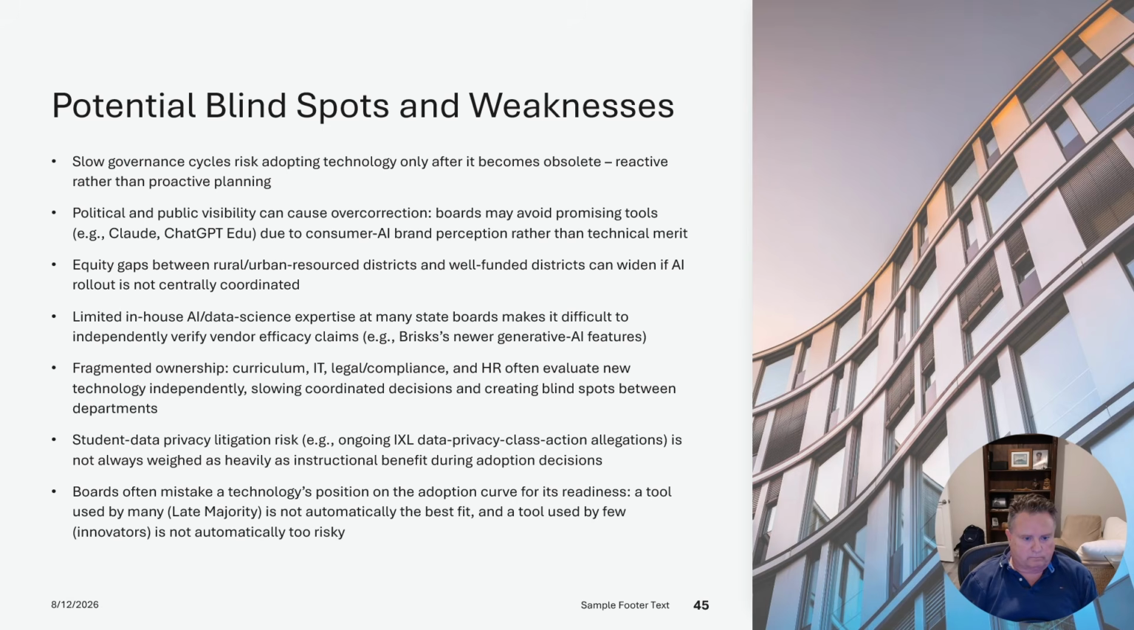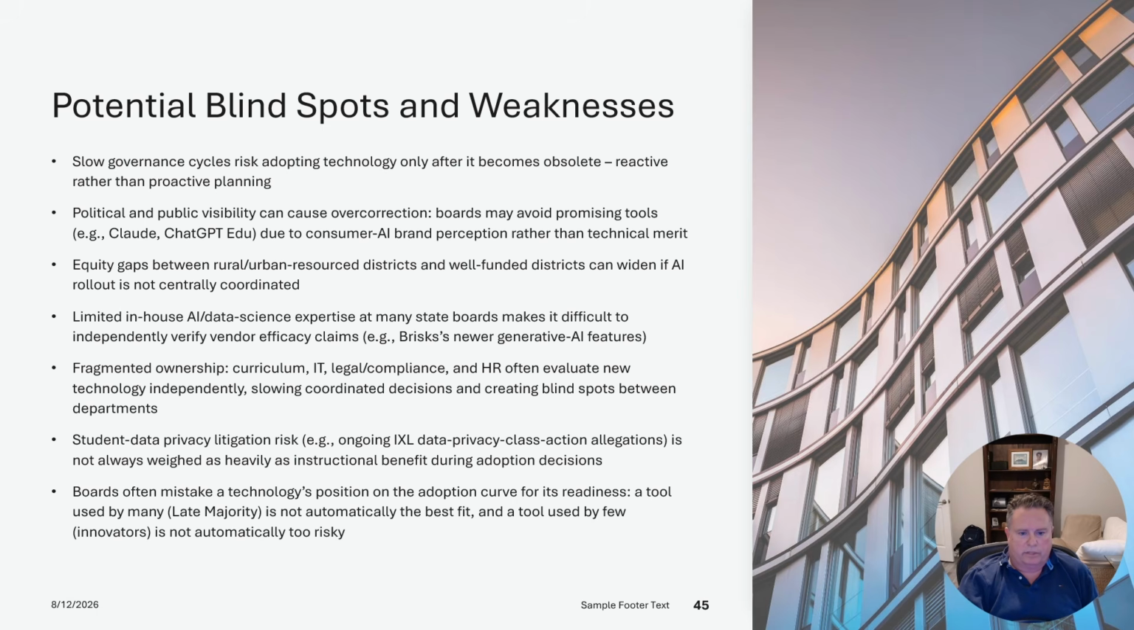Equity gaps between rural and urban resource districts and well-funded districts can widen if AI rollout is not centrally coordinated. And sometimes, often, there's limited in-house AI data science expertise at many state boards, making it difficult to independently verify vendor efficacy claims, such as BRISK's newer generative AI features.